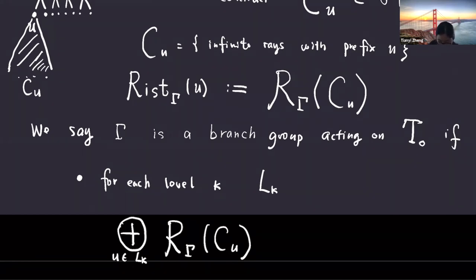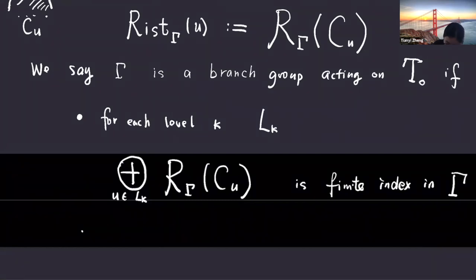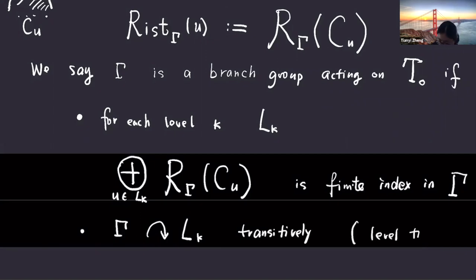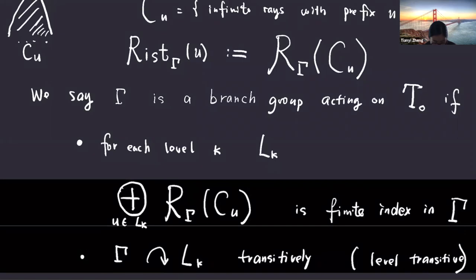And the requirement is that this thing is of finite index in Gamma. And then another thing is that I want Gamma to act transitively. This is the usual notion of level transitive in rooted tree automorphisms. This is the definition for a branch group. This transitivity assumption just ensures that you can really move around on the whole tree on each level. And the main condition is that it asks these rigid stabilizers to be of finite index when you take the direct sum on each level.